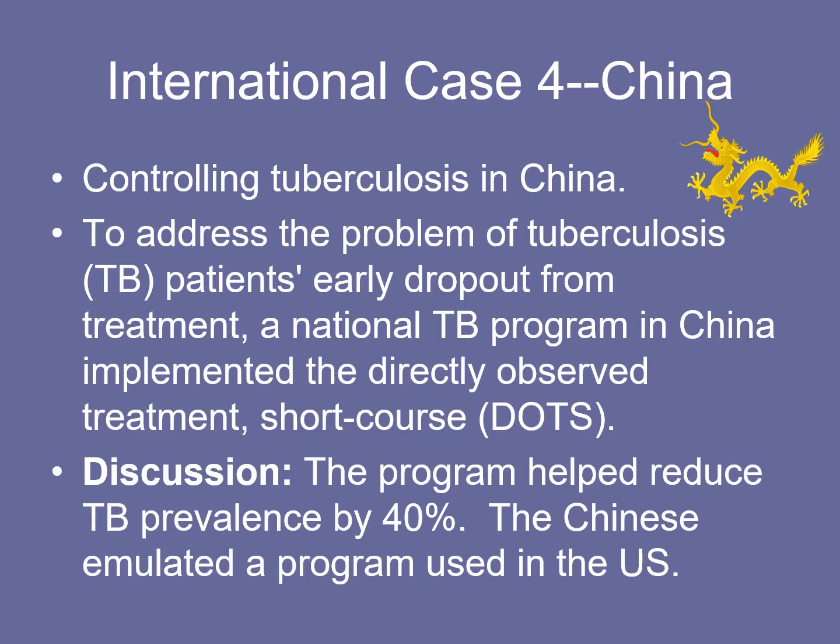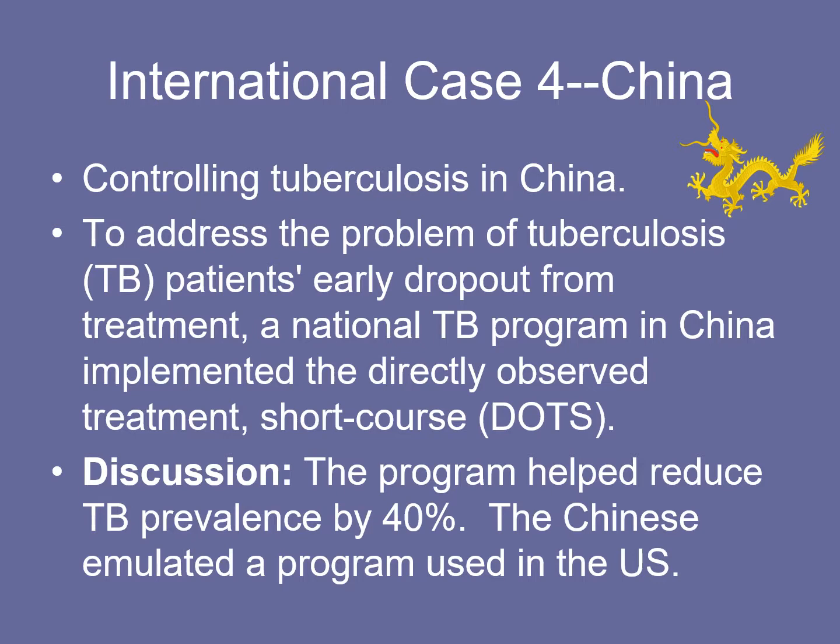The other interesting component to this case is it shows how countries can learn from one another, how China looked to other countries, in this case the United States, to address an issue they had regarding tuberculosis. And it turns out that the disease prevalence in that country is much greater than what it is in the United States. Still, the Chinese looked at approaches that we were using and, if you will, borrowed them to successfully reduce the prevalence of tuberculosis by about 40% in their country.